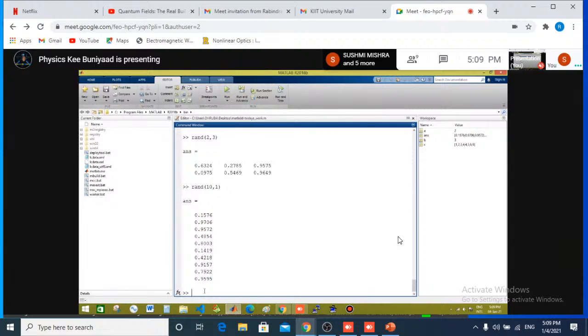Yes, let me show. Look here, rand 2: in the first case you will get the number 0.7060, and in the second case it is different from the first one. These numbers are randomly generated, which means they are not the same. Every time you run it, you will get different numbers.